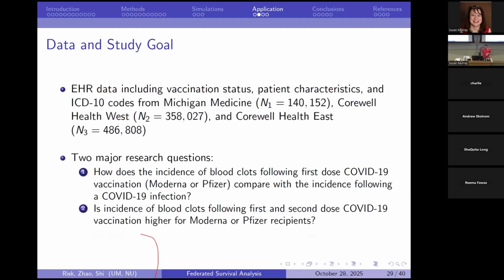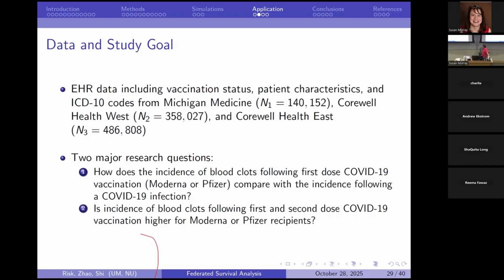Okay, so the application that we chose for this is we use data from 3 separate healthcare centers in Michigan. That's Michigan Medicine, Cornwall Health West, and Cornwall Health East. And as you can see, we did this a while ago, when everyone really still cared about COVID-19 vaccination a lot, which is not so much the case anymore. So we're definitely pivoting to other applications. But we basically had 2 research questions, mostly around adverse events relating to COVID-19 and COVID-19 vaccination.